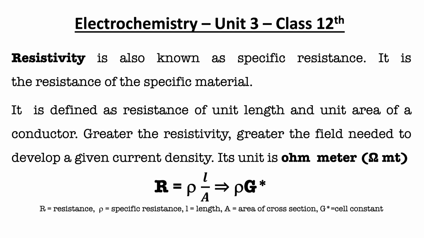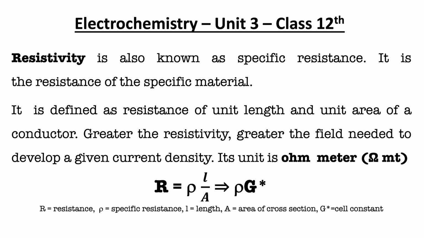In Ohm's law formula, we have seen that V is equal to IR, and the resistance R depends on length and area of cross section also. When we remove the sign of proportionality, we get R is equal to rho L upon A, and rho is known as resistivity or specific resistance. It is defined as resistance of unit length and unit area of conductor. Its unit is ohm centimeter, but in SI terms we take it as ohm meter.